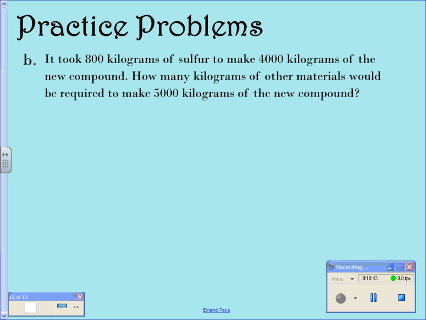Who can't see it? It took 800 kilograms of sulfur to make 4,000 kilograms of the new compound. How many kilograms of other materials would be required to make 5,000 kilograms of the new compound? Does that help?